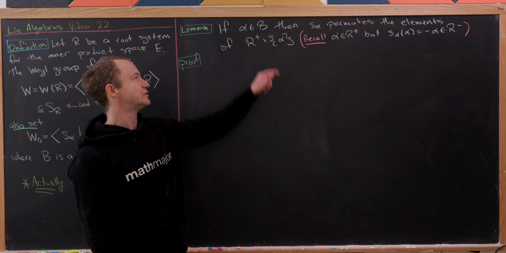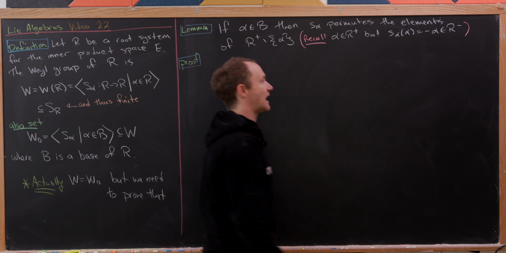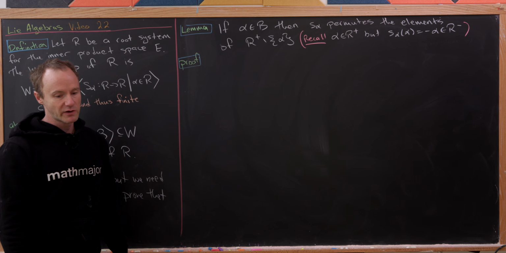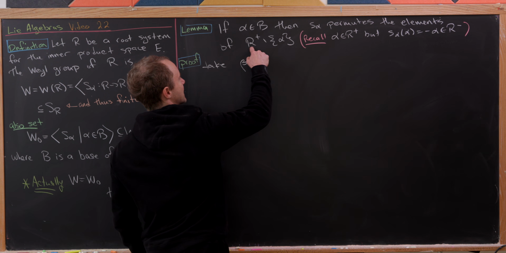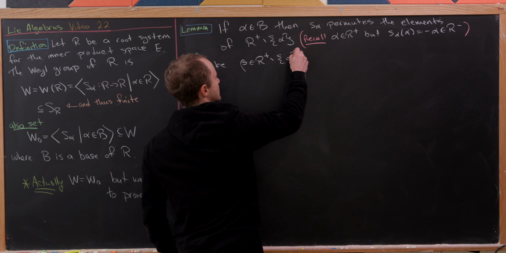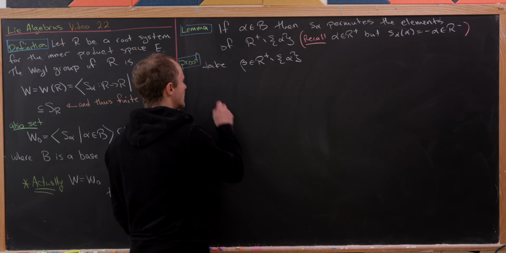And let's notice that we do have to exclude alpha here because S alpha of alpha is minus alpha, which is in R minus. Okay, so let's get going. So what we want to do is take something from this set. In other words, it's in R plus, but it's not equal to alpha. But what does that mean?